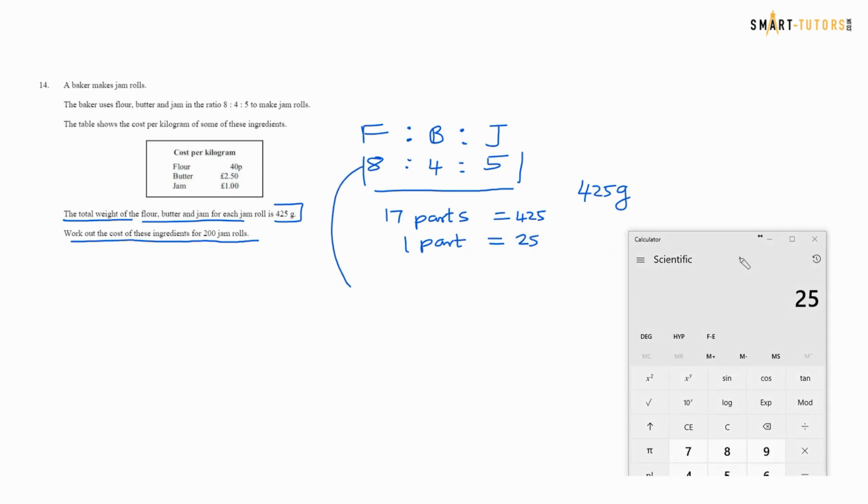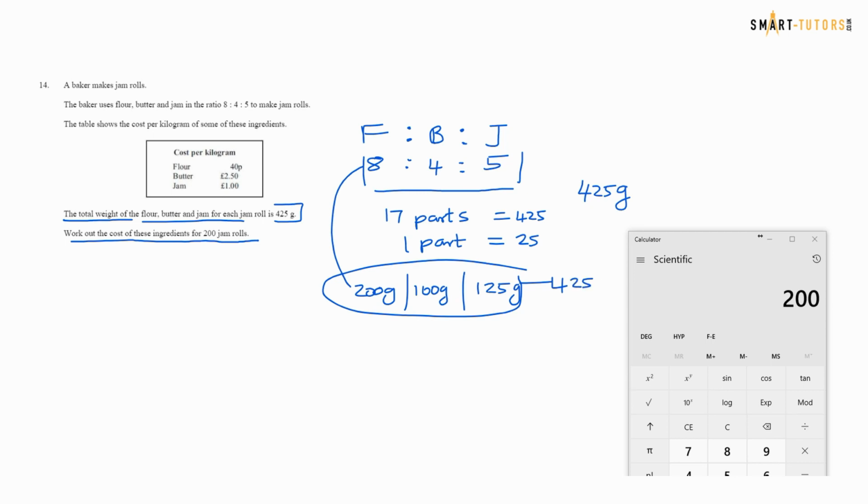So this flour, we can times it by 8, which is easily 200. So 200 gram flour. Then butter is 4 portions, so 100. Then jam is 5 portion, 125. So which makes the 1 roll's weight is 425 grams. So if I want 200 jam rolls, means each needs to be times by 200.